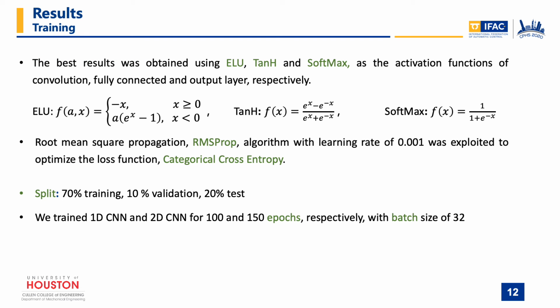After training the model using different hyperparameters, the best results were obtained by using the exponential linear unit or ELU, hyperbolic tangent or tanh, and softmax as the activation functions of the convolutional, fully connected, and output layers respectively. Here you can see the equations for these three functions. Plus, we used root mean square propagation or RMSprop as the optimization algorithm with a learning rate of 0.001 to minimize the loss function, which is categorical cross entropy in our model. We split the data into 70% for training, 10% for validation, and 20% for test. We trained the 1D CNN and 2D CNN for 100 and 150 epochs respectively with a batch size of 30.